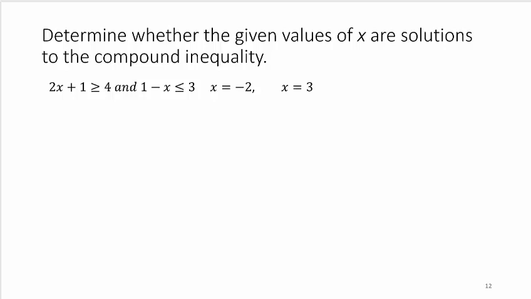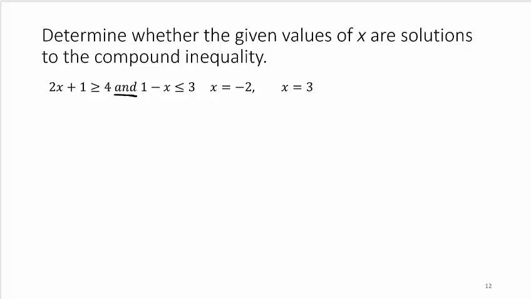Okay, so for example, this is a compound inequality, 2x plus 1 greater than or equal to 4, and 1 minus x less than or equal to 3. And I want to know if x is equal to negative 2 or if x is equal to 3, if either one of those constitute a solution. All right, so with this word and, remember, and means intersection. So that means that if I stick a value in here, it will work in both equations if it is indeed in the solution set. Okay, so how would we check that?